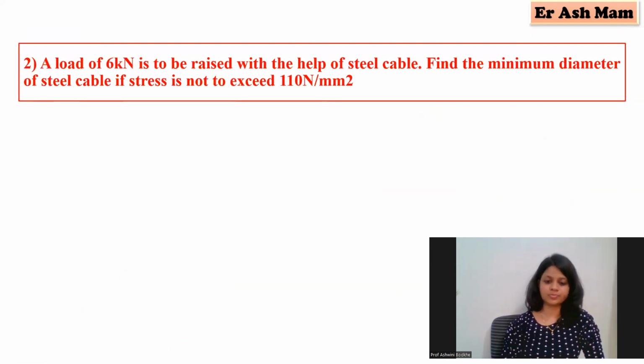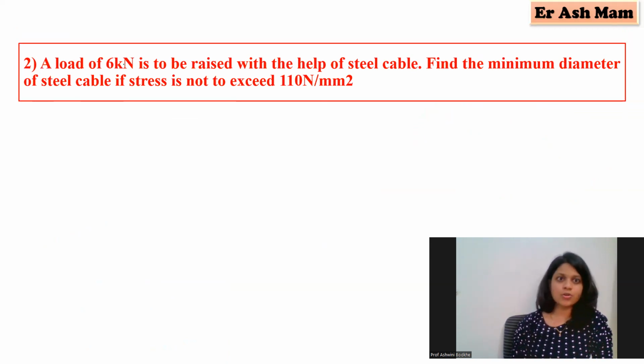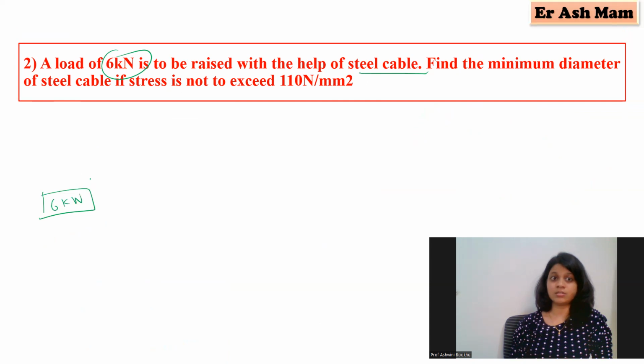Second numerical. Again, this one is an easy numerical, same as the previous. A load of 6 kilonewton is to be raised with the help of a steel cable. We have to raise this load with the steel cable. Find the minimum diameter of the steel cable if stress should not exceed 110 newton per mm square. We have to find this minimum diameter required.